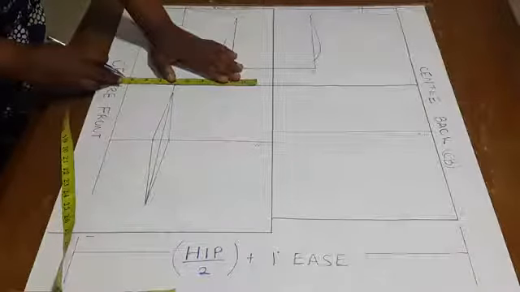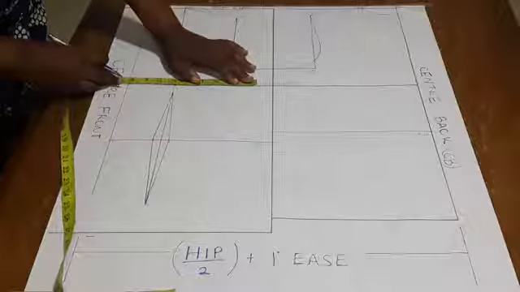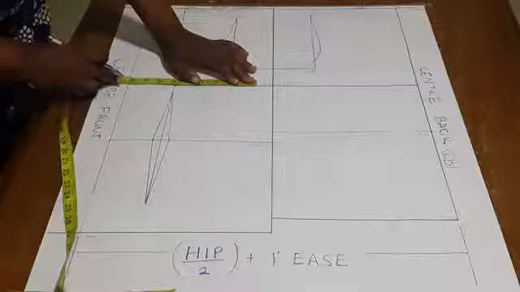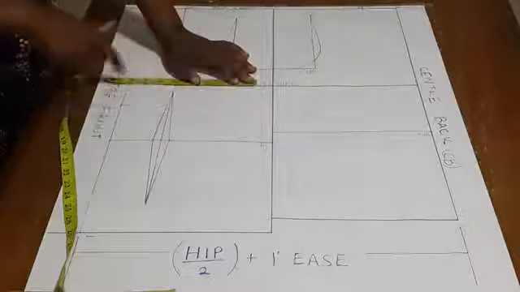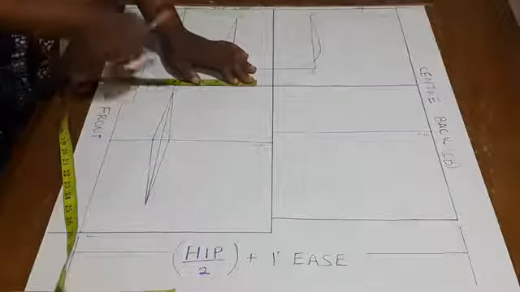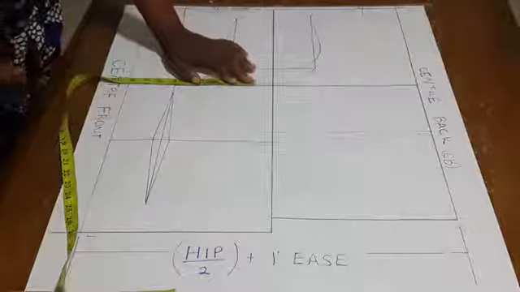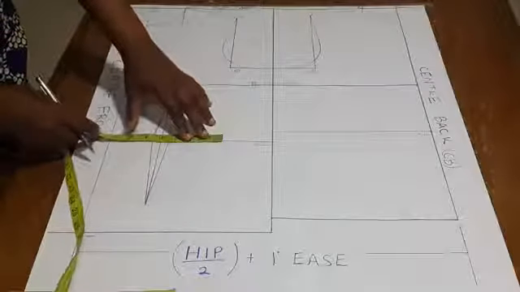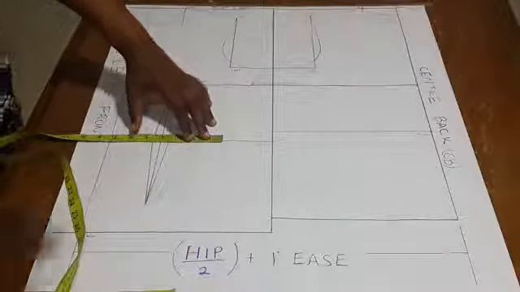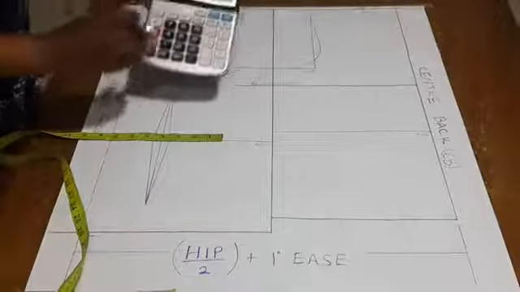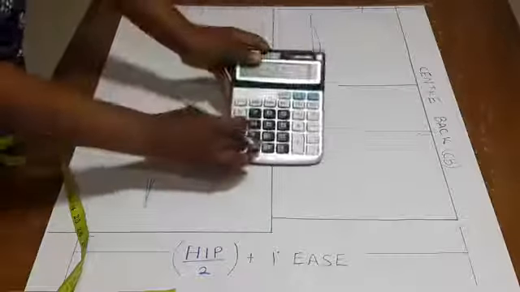Now 36 divided by 4, because this is a quarter pattern we are working with, is 9 inches. 9 inches beginning from the center line. So I mark my 9 inches. Then the waist size that I am working with is 28.5.